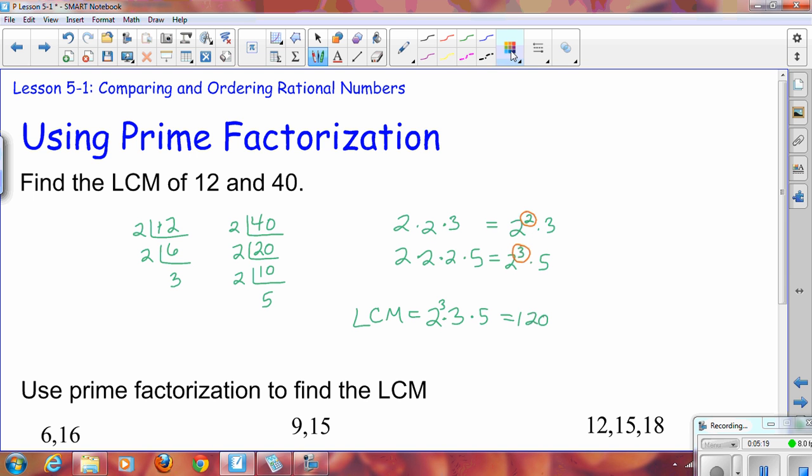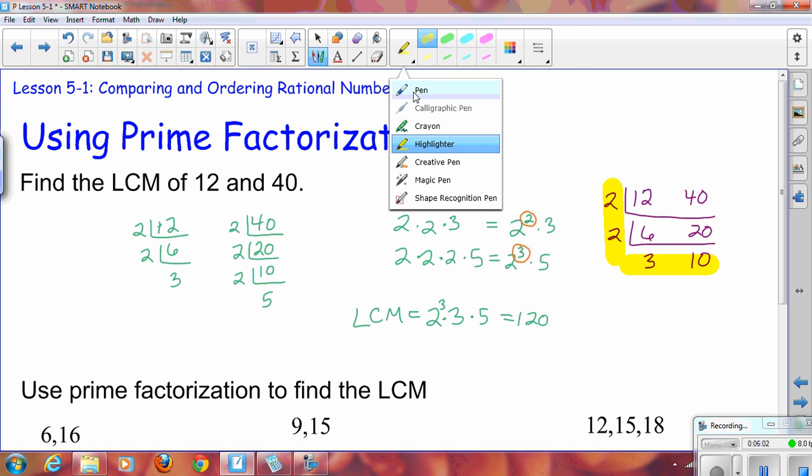There is a slightly faster way if you only have two numbers. You can factor them together. 12 and 40. You write them right next to each other. You say they are both even. That leaves you 6 here and 20 here. They are both still even. So we divide them both by 2. That leaves us 3 here and 10 here. 3 is prime, 10 is not prime, but does not share a factor with 3. So we are done. And so that's when we say, okay, we're going to use these and these.